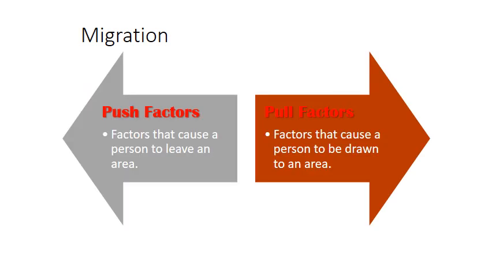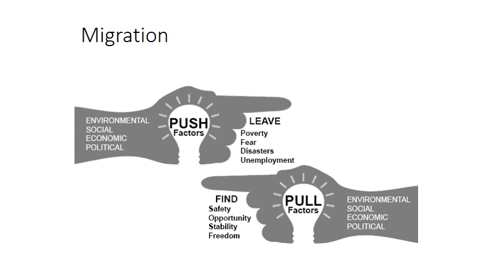When it comes to migration, you may remember that there are both push and pull factors. Push factors are those factors which cause you to leave. They're pushing you out of the area. Pull factors are those factors that cause you to be drawn towards that area, so they're pulling you in. They're attracting you. Some of the push factors include environmental, economic, political, poverty, disaster, while pull factors include economic opportunity, political stability, etc.